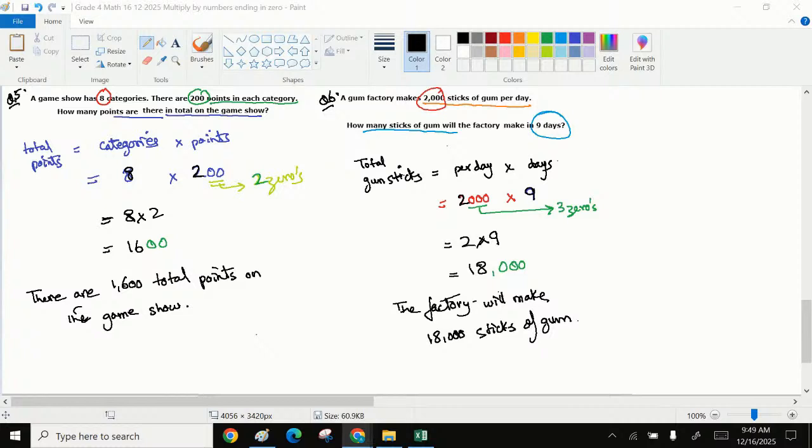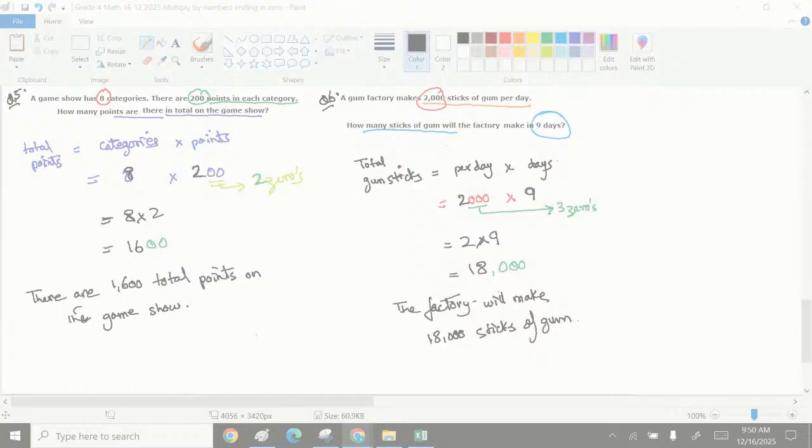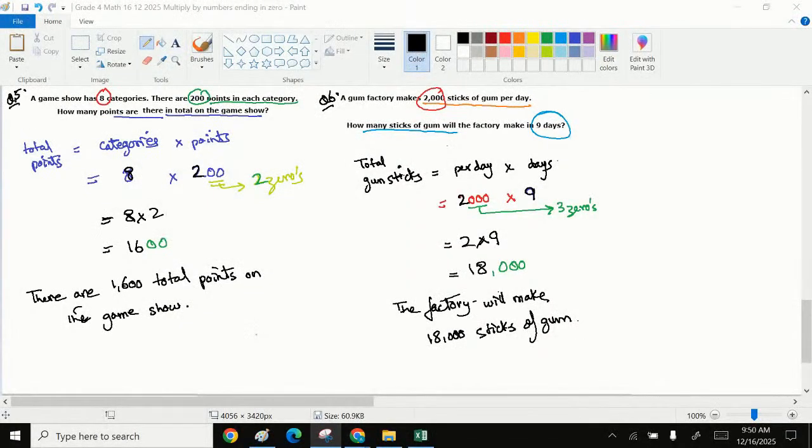Oh, we just did Brendan's question. If Brendan did 20 sit-ups for 20 days, that would be 20 times 20 is 400, right? Let's find a question. The same question, I'll just copy the question for better understanding. The game show has 8 categories. There are 200 points in each category, right? So let's see what exactly will be our answer. This is the question given over here, and we just did this question.